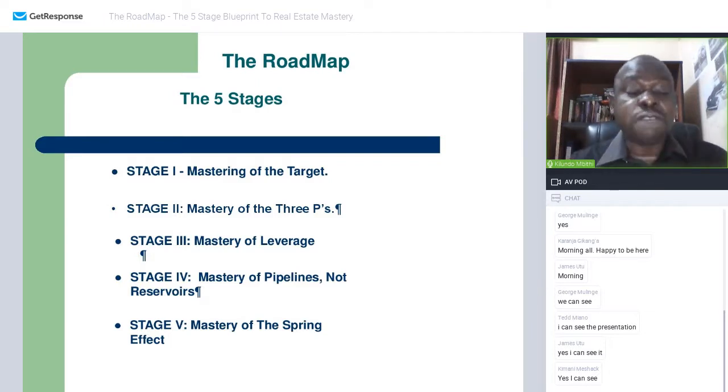Here are the 5 stages. The 5 stages to mastering real estate. The 5 stages to implementing a profitable real estate investment portfolio. The 5 stages. Stage number one, mastery of the target. Mastery of the target. This is the primary stage that most people ignore, most people don't know about.